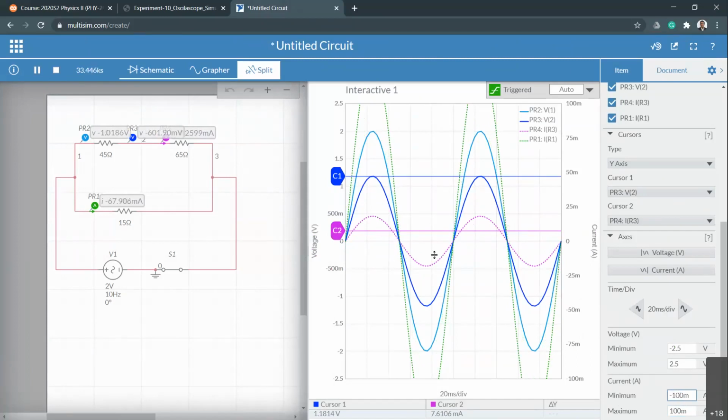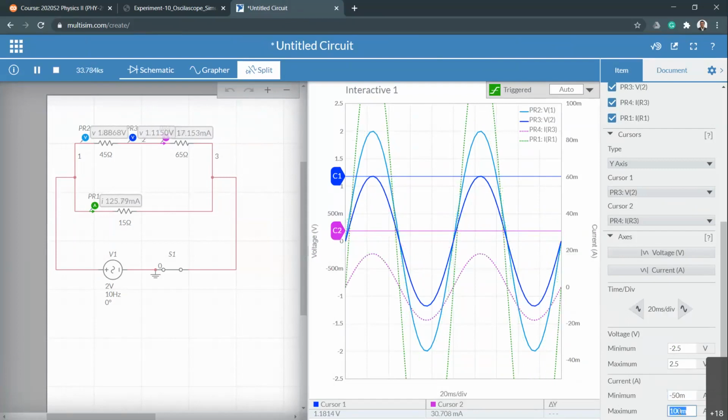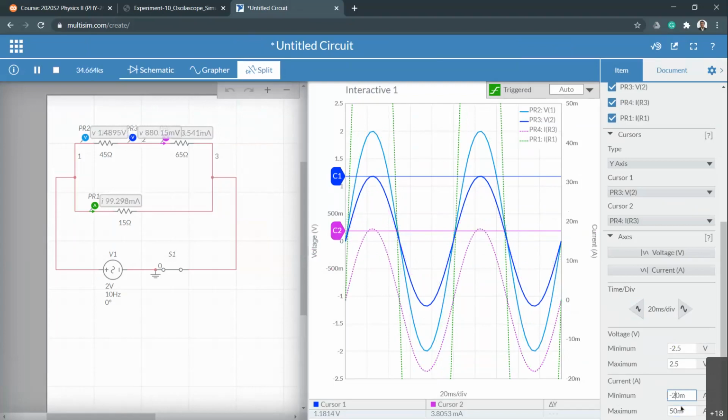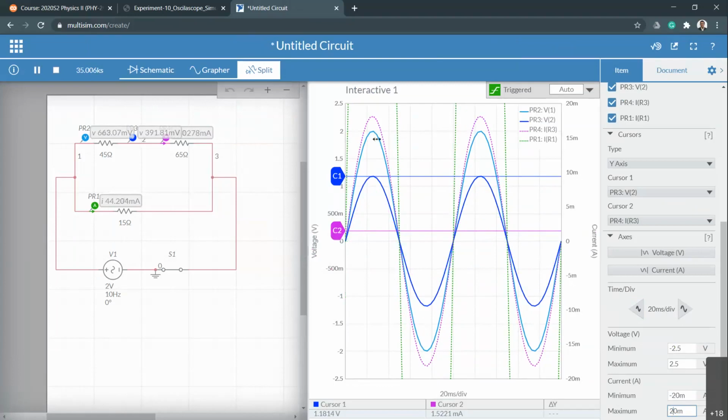See that? Likewise, you can change it. Let's change it a lot to see what number I'm getting. Let's try with 50 milli. Okay, that's much better. Or you can make it even larger. Make it 20. Both numbers should be the same. Okay, now you can see it much larger.